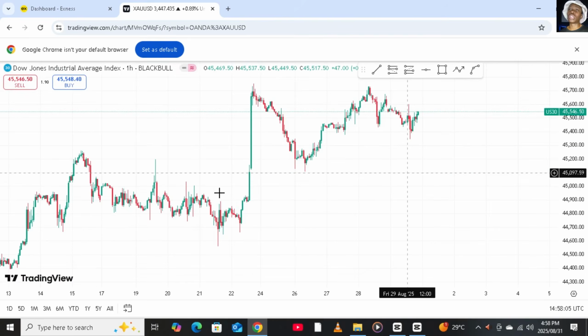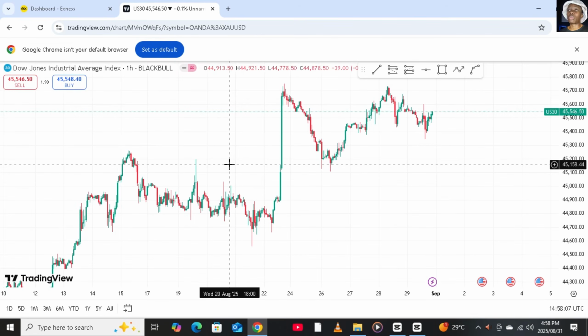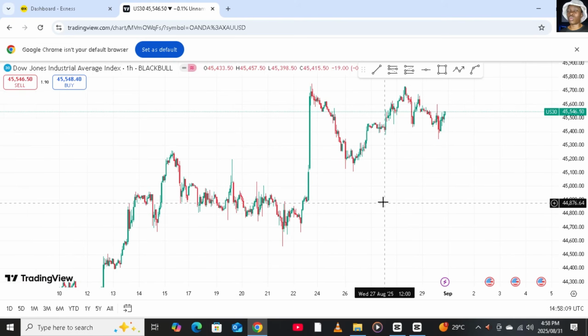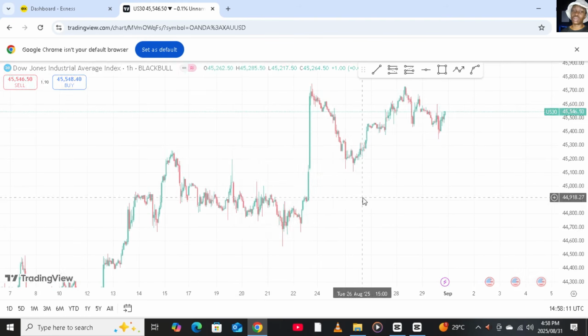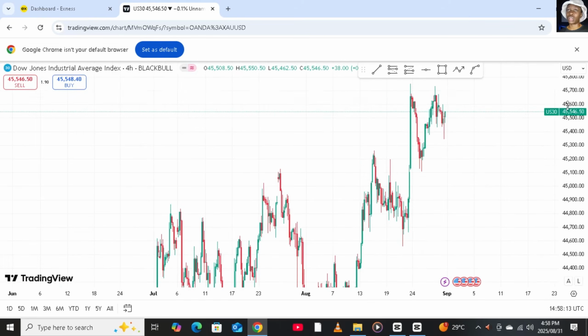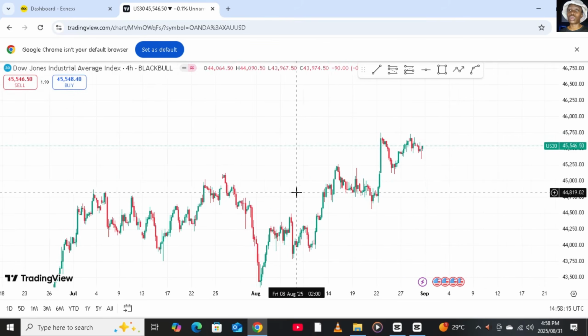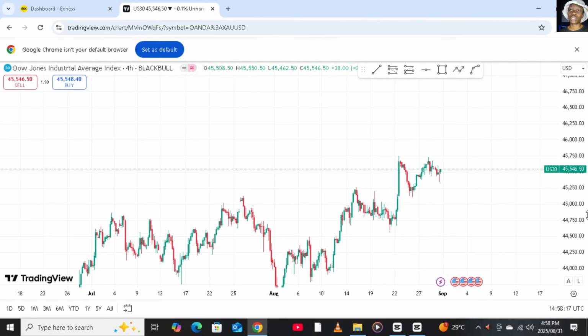What do we have on US30? So US30 is a little bit choppy. I don't understand why US30 is like this, but US30 is always ugly. But hey, it will give you what you want, guys. It will give you what you want.